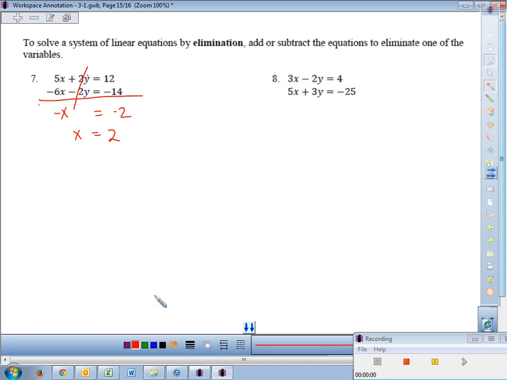negative 1. And now I just need to figure out what y is, so I will substitute x back into either one of these equations. It doesn't really matter. So I'm going to put 2 in for x right here, and I'll get 10 plus 2y equals 12, and solve for y.